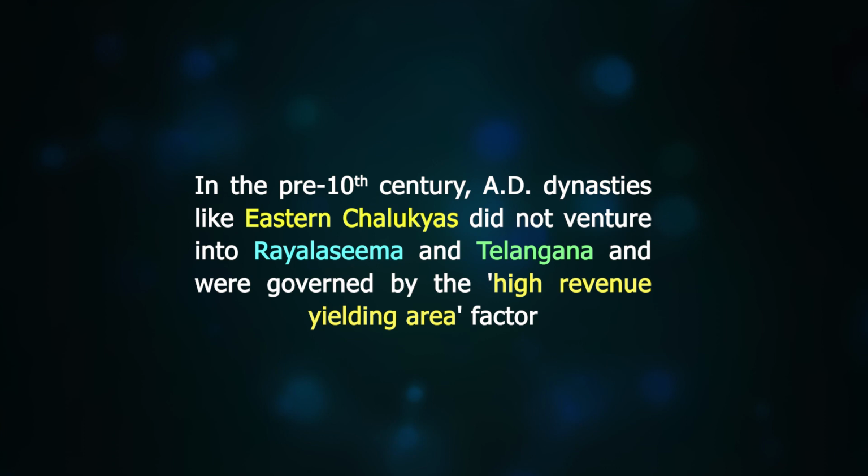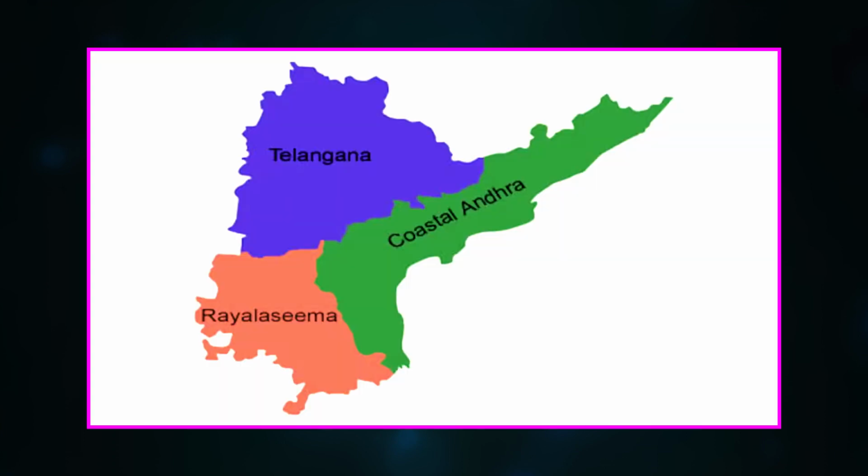In the pre-10th century AD, dynasties like Eastern Chalukyas did not venture into Rayalaseema and Telangana, and were governed by the high revenue yielding area factor. The environmental setting of Telangana and Rayalaseema was not conducive to the growth of agriculture. In Telangana, the rainfall was uncertain and the soil could not retain moisture.